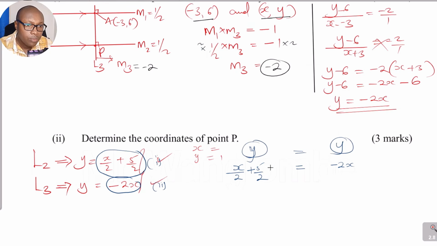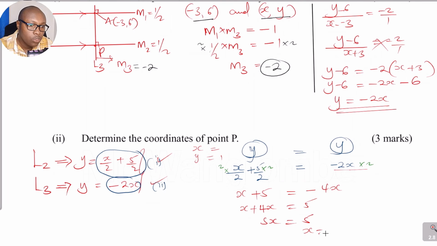Alright, so with this equation now, I can try to eliminate the 2 from the denominator. I multiply each term by 2. This gives x, then here I'll be left with 5, and this one will be negative 4x, negative 2x times 2. Then taking terms together, x plus 4x is equal to 5, so 5x is equal to 5, and therefore x is equal to 1.